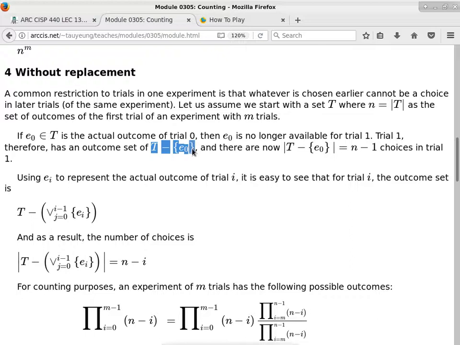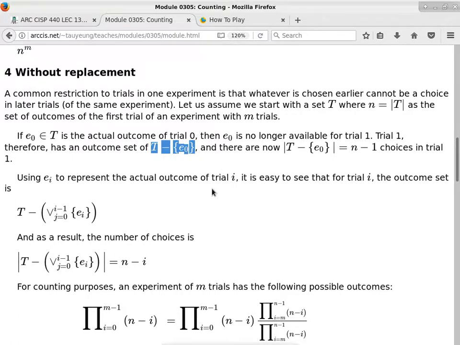Is this part okay? Does everybody understand what this means? It is everything in T except for E0, because E0 is now used in the first trial. So for the second trial, you can only choose from this particular set, which has one fewer element.